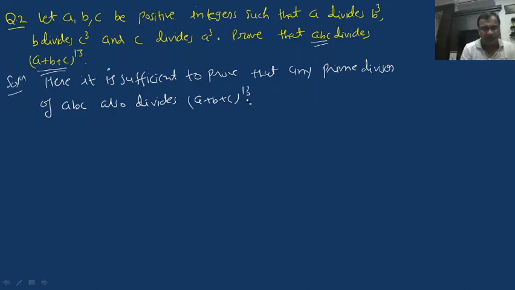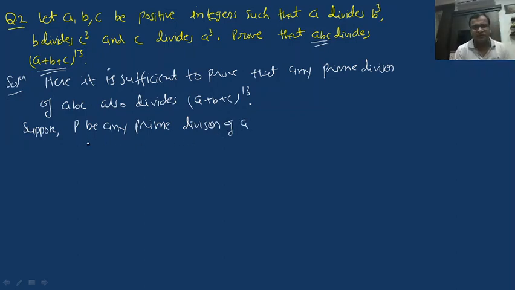So in order to prove this result, suppose P be any prime divisor of A. That is, P is a prime number which appears in the prime factorization of positive integer A. Since we are given that A divides B^2, if P divides A and A divides B^2, this implies P divides B^2. But P is a prime number, and if P divides B^2, then definitely P divides B.